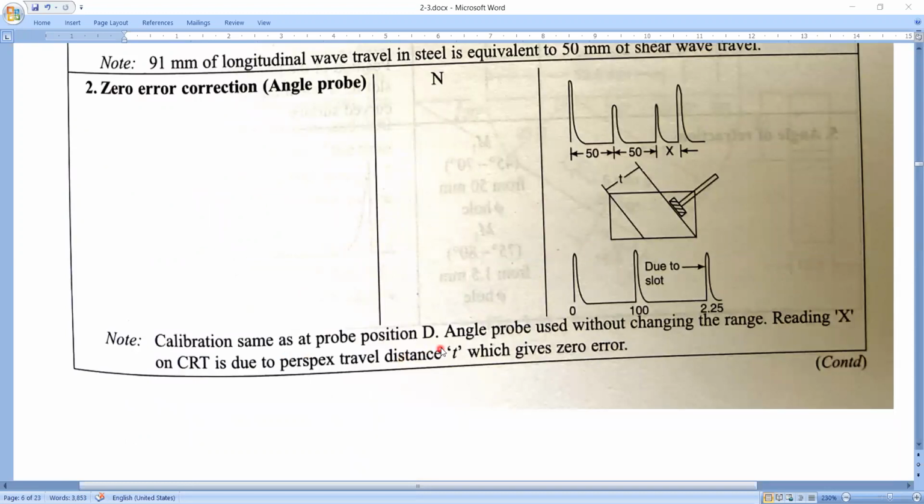Here, take this angle probe, used without changing the range, reading the X on the CRT. See this. Based on this, we can find the zero position. Is there any zero error? We can find it by measuring. We have to maintain the same distance, as I already explained in the previous slide. If there is a distance change, it means there is a beginning error. We have to adjust those errors.